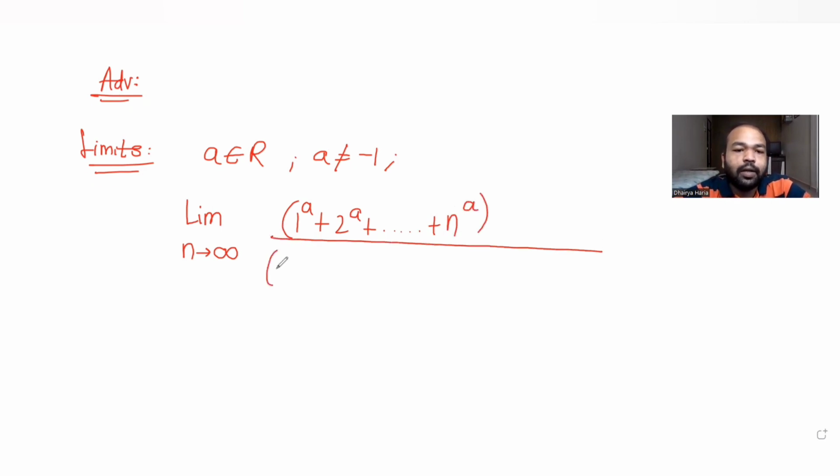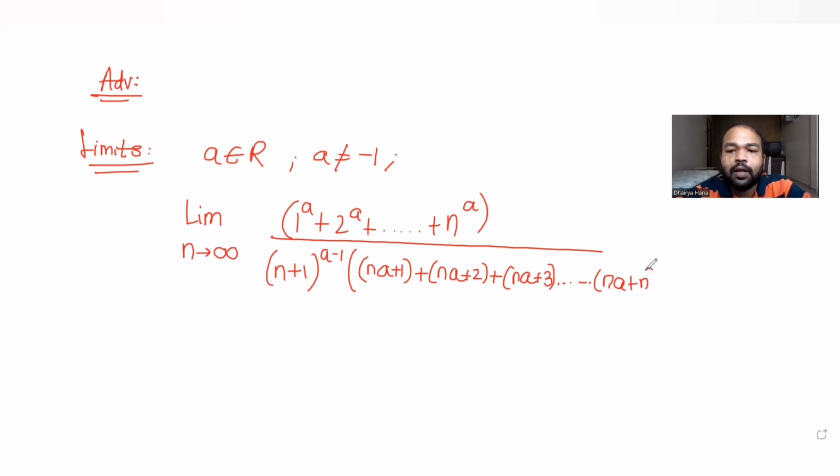divided by (n plus 1) raised to a minus 1, times the other expression, which is (na plus 1)(na plus 2)(na plus 3) till (na plus n). This is the entire expression given to us, and it is equal to 1 by 60. So we need to find, for this expression equal to 1 by 60, what is the value of a.